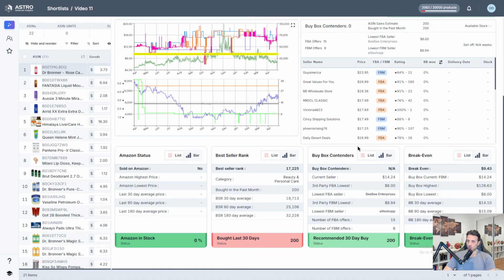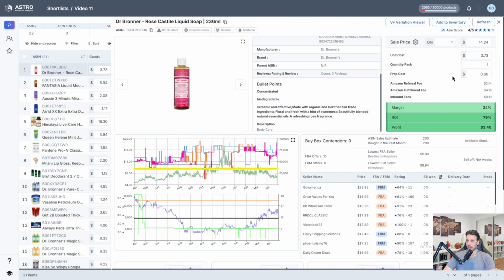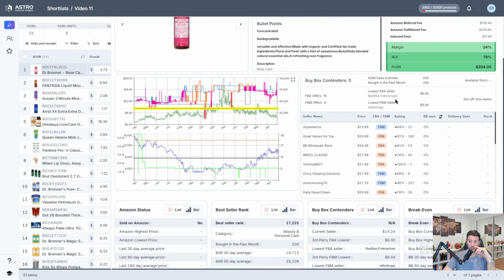Given that there are 2 sellers at $14.24, or 3 sellers, and there are 200 sales per month, we probably shouldn't buy 200. Maybe just buy around 60. It'll probably take just a bit over a month to sell, so 60 seems okay. $204 is still fine, so yeah, that looks good.